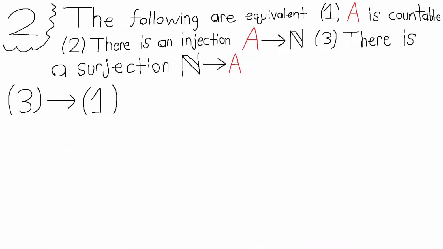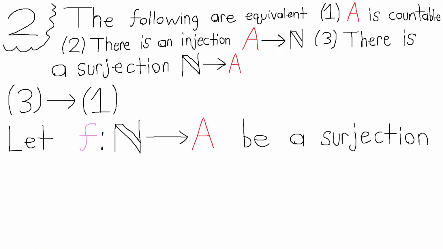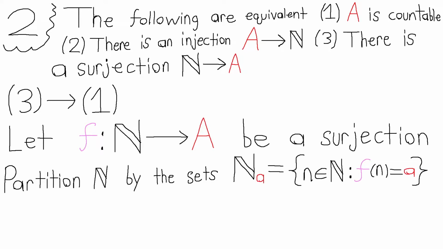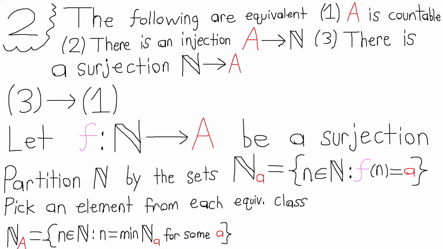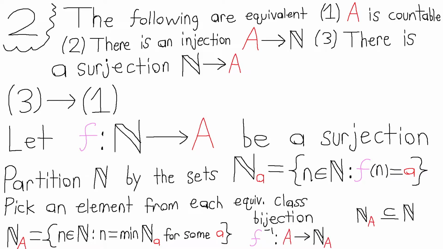Finally, we need to show that if 3, then statement 1 follows. Let f be a surjection from the natural numbers to A. We can partition the natural numbers according to which element of A each one is mapped to. If we send each element of A to the minimum number in the associated equivalence class, then we can obtain a bijection from A onto a subset of the natural numbers.